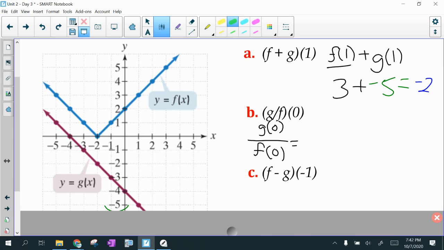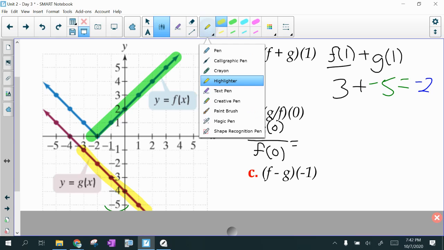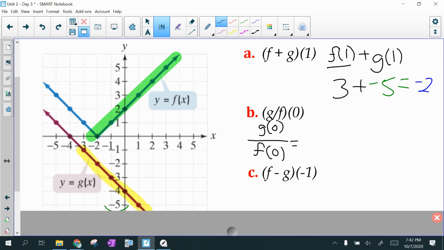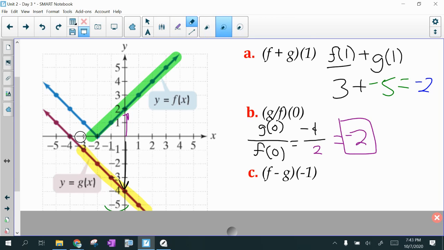So I'm going to say, once again, we've got my f of function. This time we'll do that one in green. And my g of function is down here. So starting with the g of function, I need to say, well, at g of 0, what is my y coordinate? Sure looks like it's negative 4 to me. So I just go negative 4 there. And then I'm looking for my f of function. It's up there. Looks like a y coordinate of 2. So I'm looking at negative 4 divided by 2 is a negative 2. Coolness.